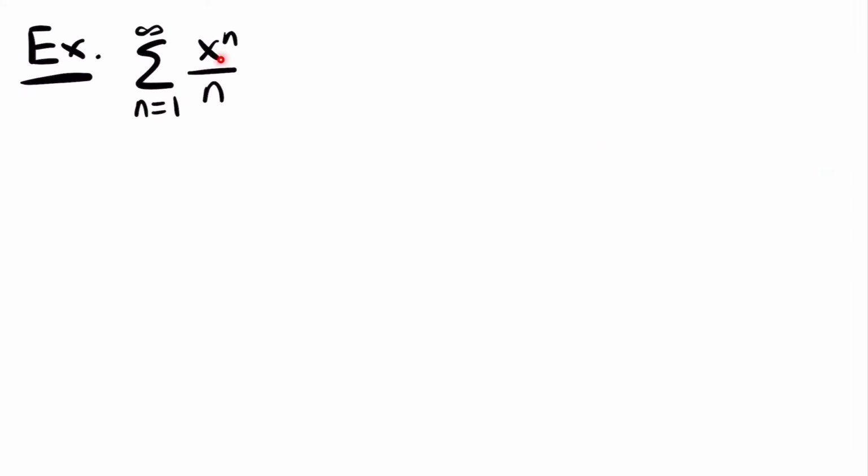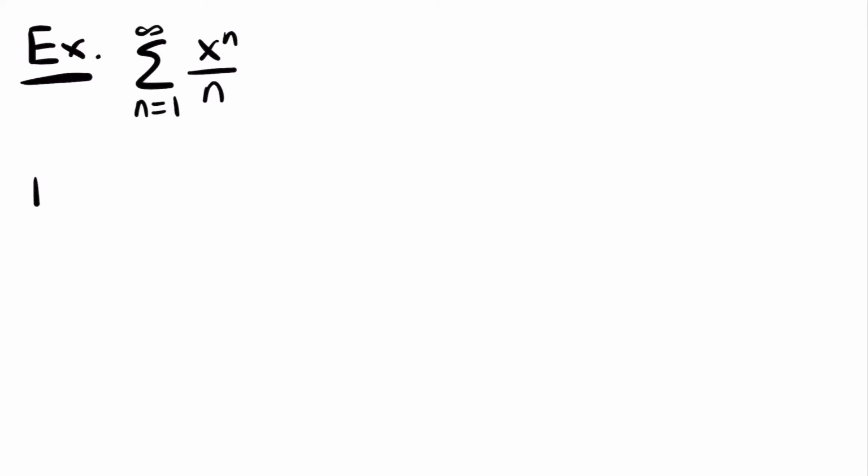All right, so here's our last example. This time our series is the sum from n equals 1 to infinity of x to the power of n divided by n. All right, and so this is a power series because we have x raised to a power of n within that series. In this case, our series is centered at 0 because we just have x raised to the power of n. There is no constant being added or subtracted from x, and so the power series is centered at 0. All right, so keeping that in mind, let's use the ratio test to determine what the interval of convergence will be for this series.